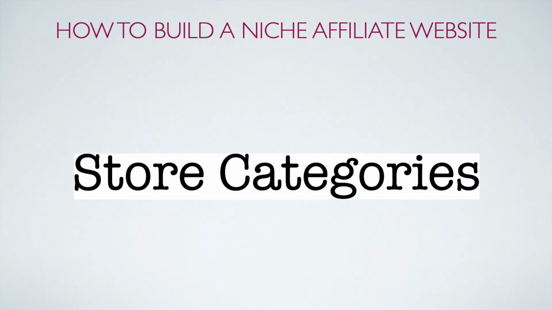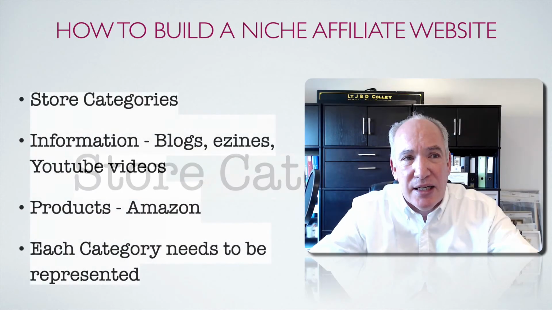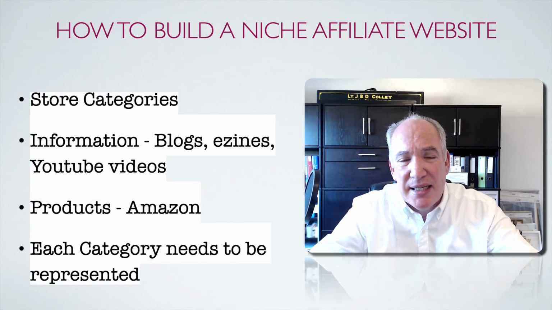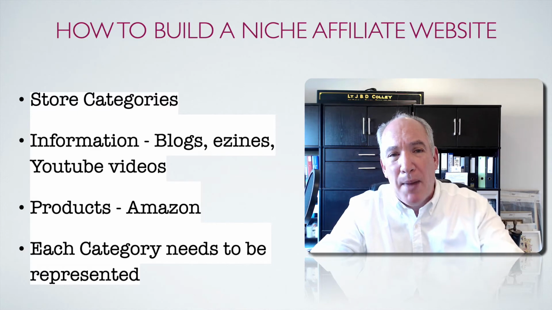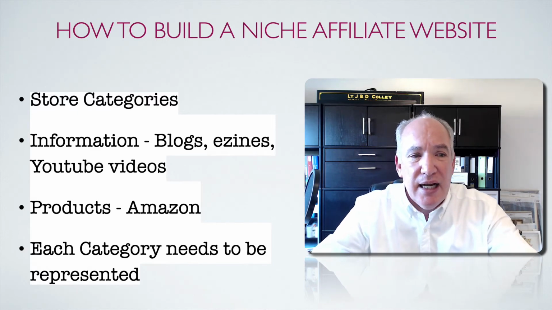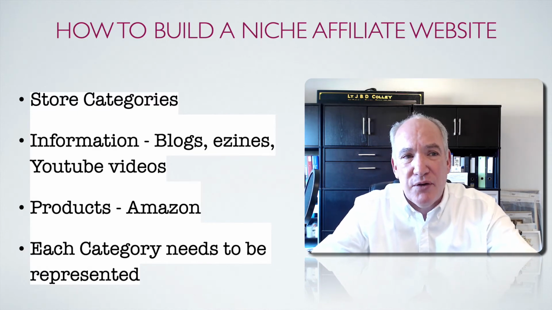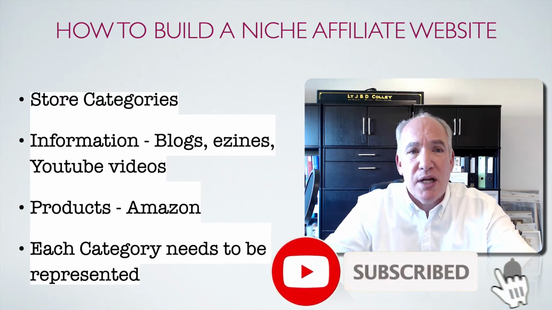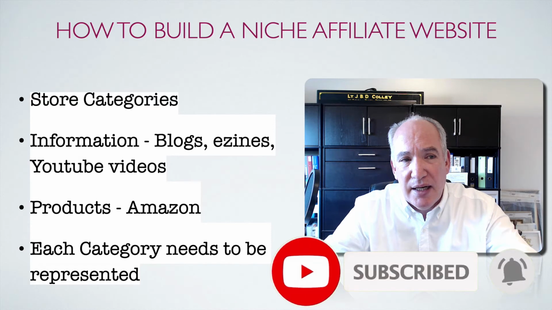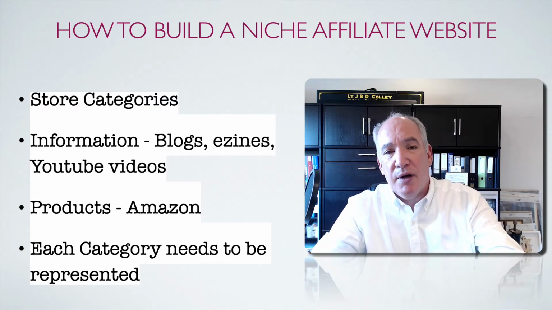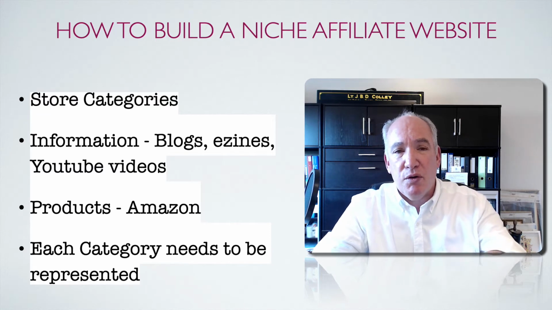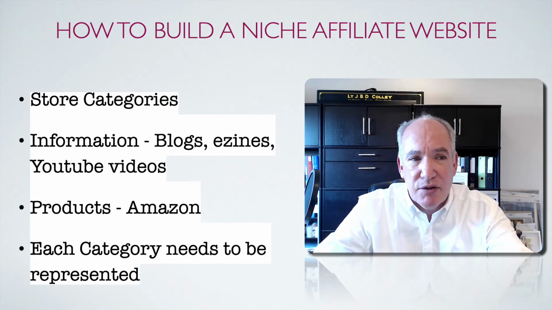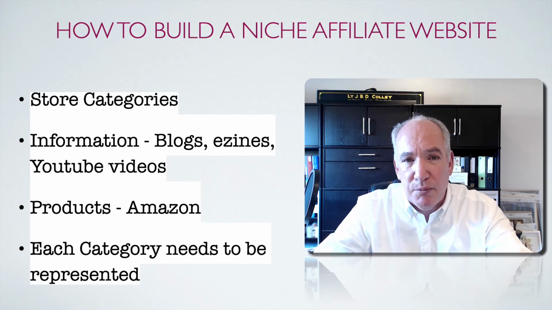Let's take a look now at store categories. This is the first thing you need to set up. And these categories are basically the structure, the backbone of your entire site. Now you're going to need categories for information, so a category for your blogs, a category for any e-zine content, and a category for YouTube videos. Because you're going to want to have groups of these throughout your store, but you'll also need to have a category for your Amazon products.